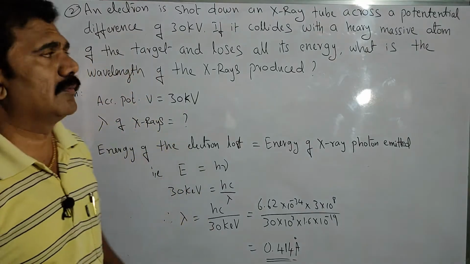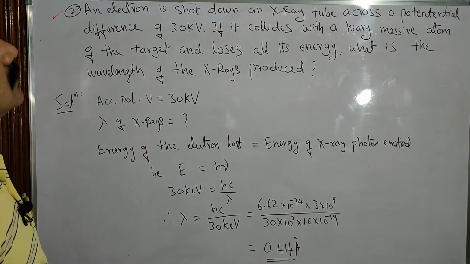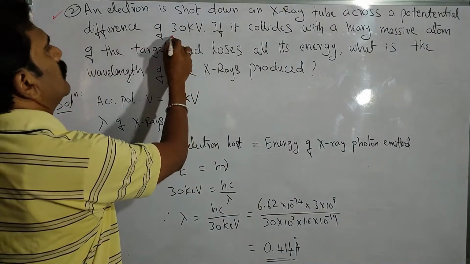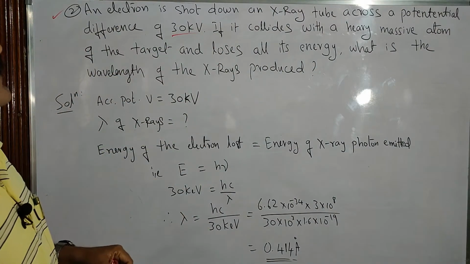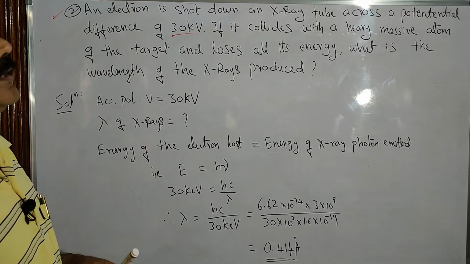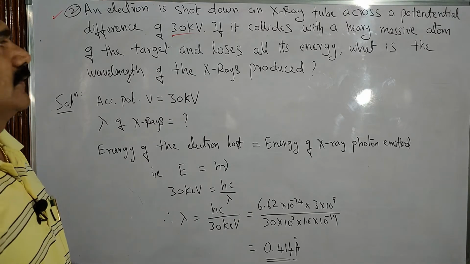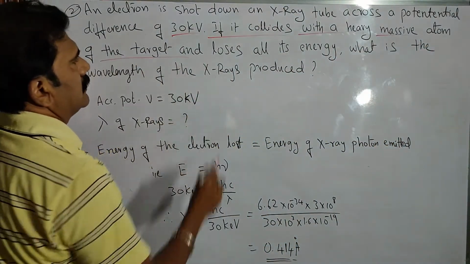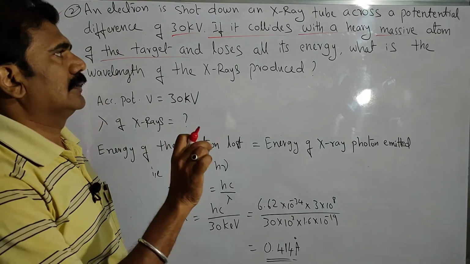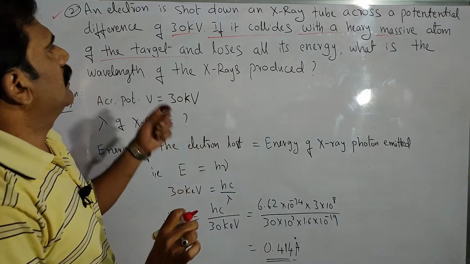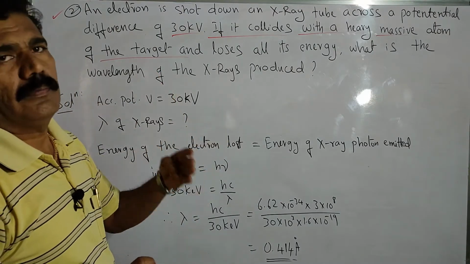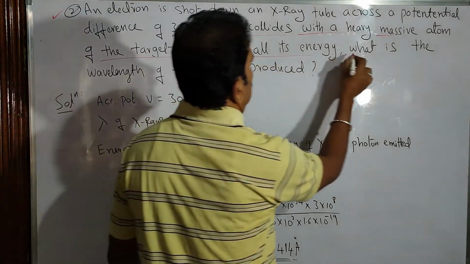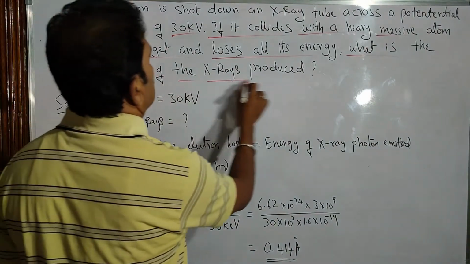Next problem, note down: an electron is shot down an X-ray tube across a potential difference of 30 kilovolts. That means the applied accelerating potential is again 30 kilovolts here to produce the X-rays. If it collides with a heavy massive atom of the target, in the X-ray tube there will be a target, to hit the target and produce the X-rays we have a heavy massive atom in the target, so that it loses all its energy. What is the wavelength of X-rays produced?